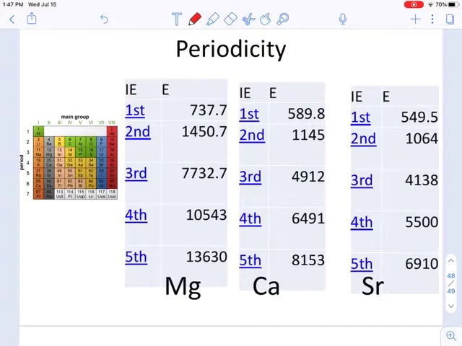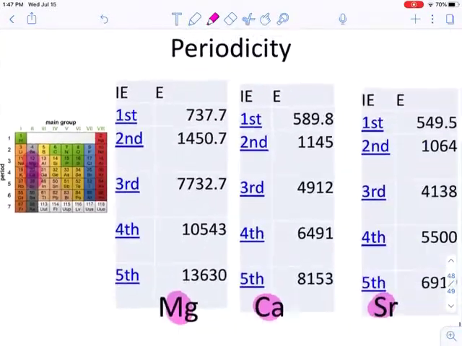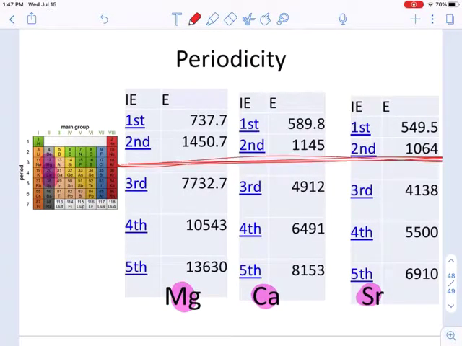Here are two more examples. Magnesium, calcium, and strontium. This is identical to what we just saw. Magnesium, calcium, and strontium. Here they are. Boom, boom, and boom. The only difference is that because they are in the second valence, you should see a major jump after the second set of ionization energies, which is here. So we see a sizable jump between 1 and 2, but a huge jump between 2 and 3 here.